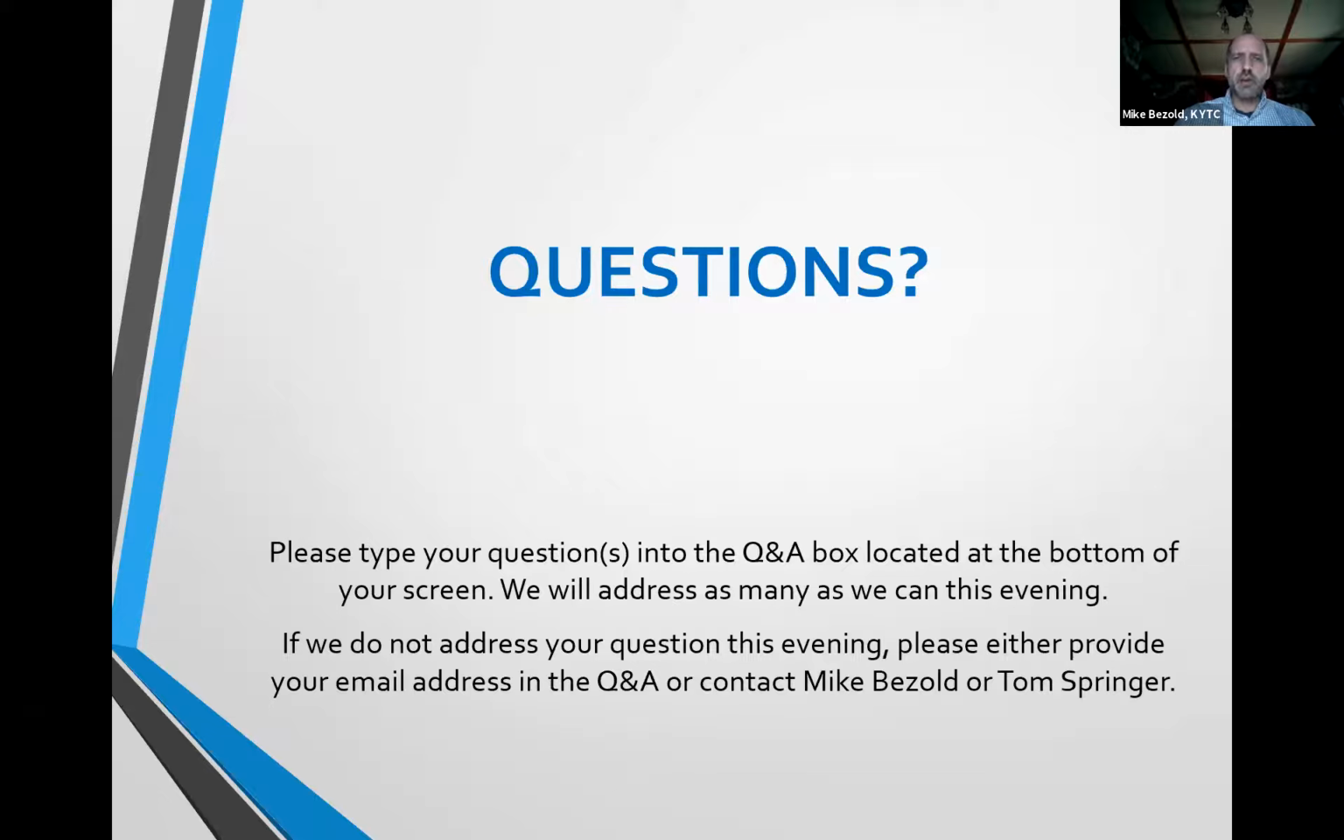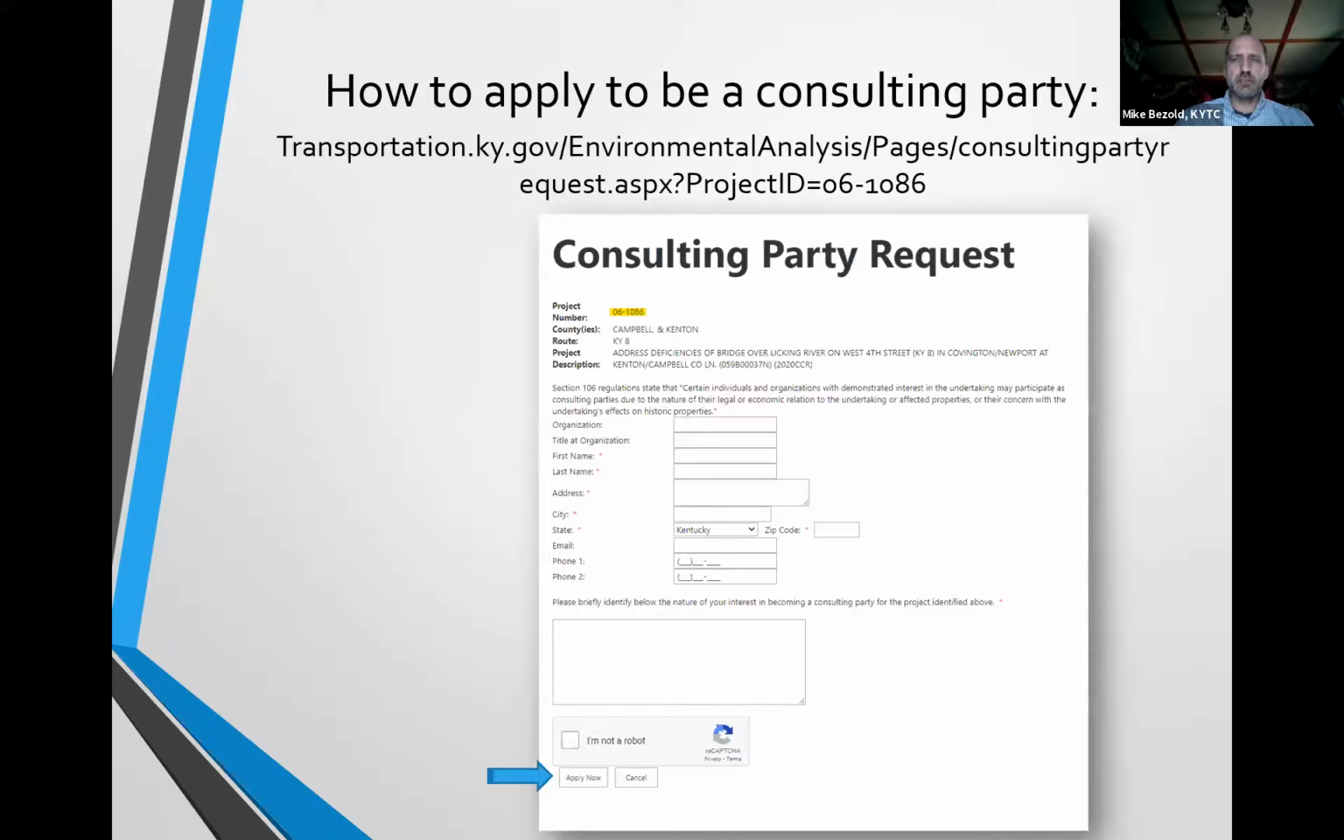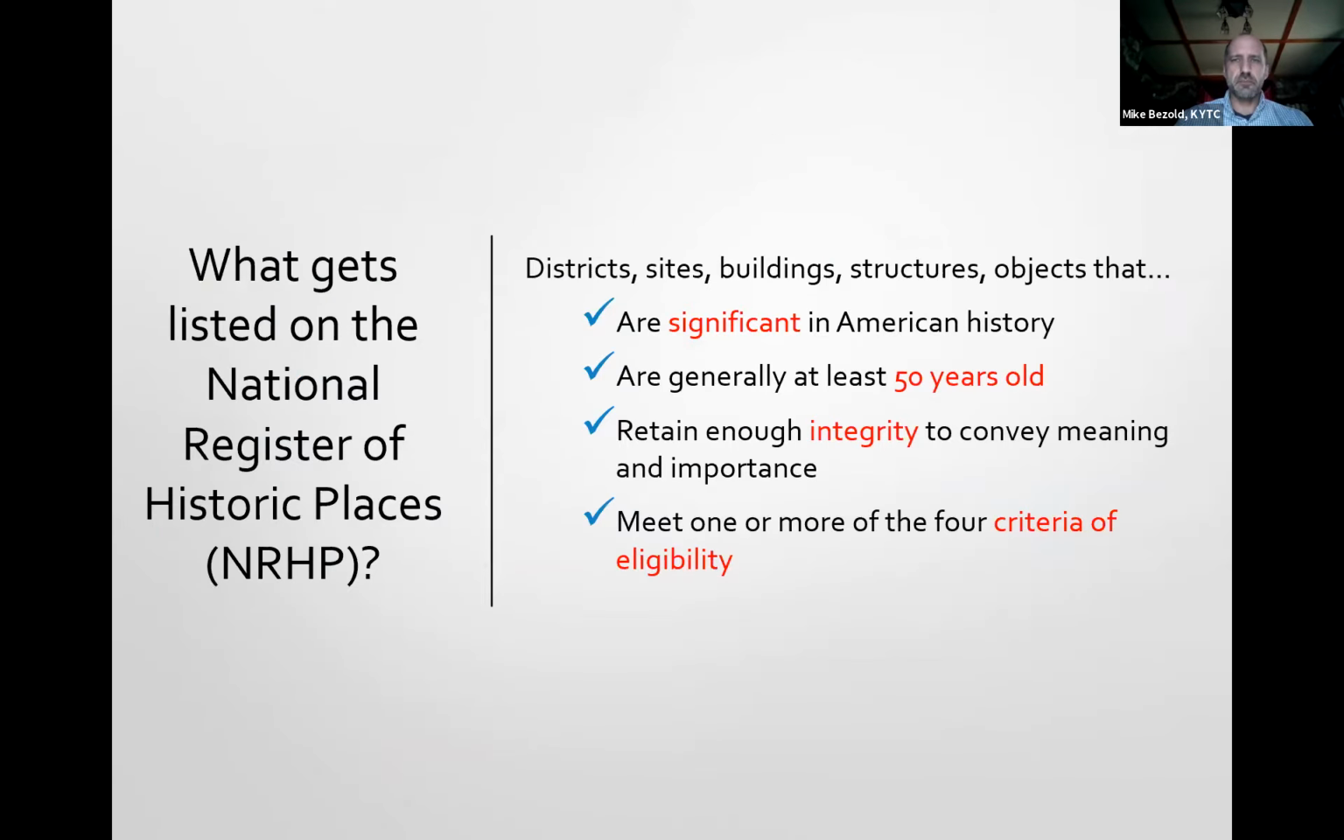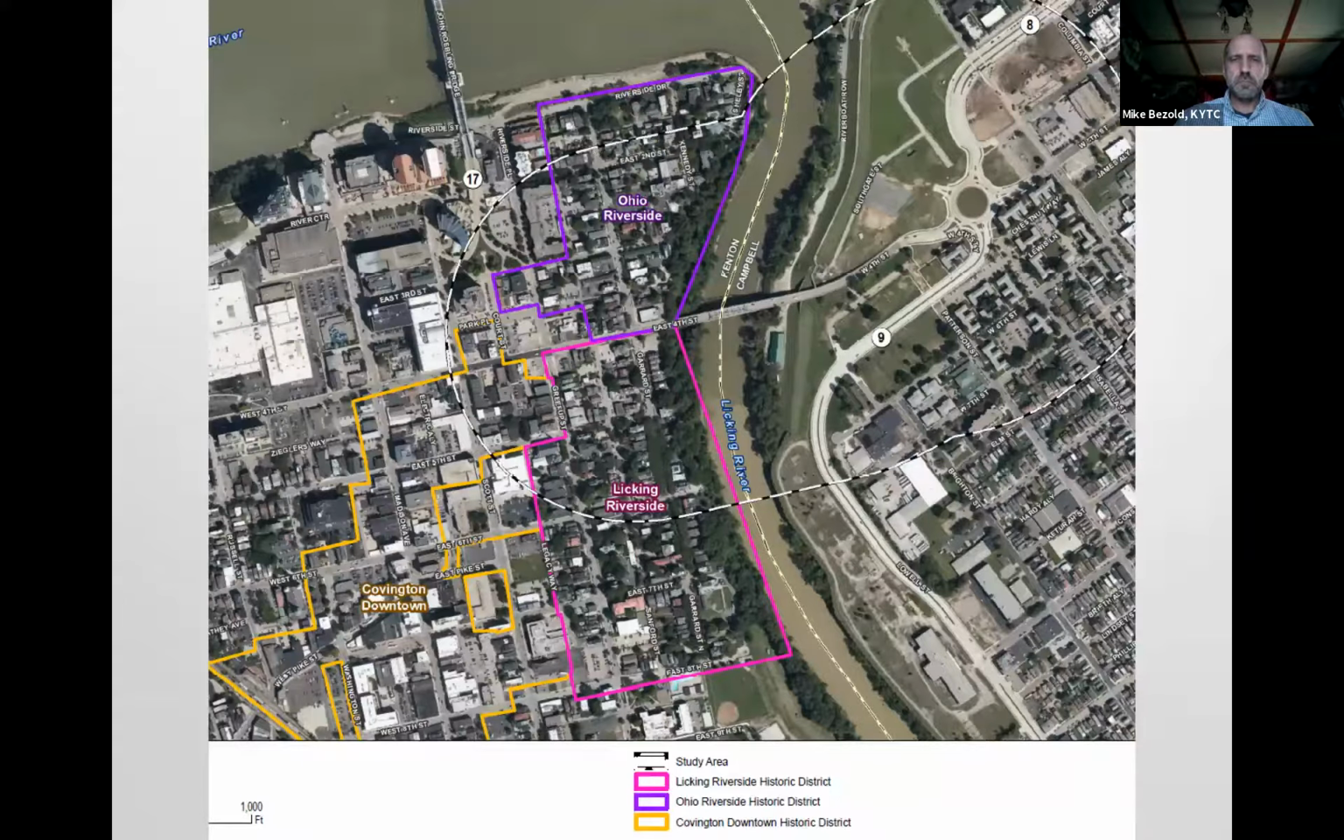The Ohio Riverside Historic District, those are the documented boundaries for that historic district. Go back to that slide, Tom. Yeah, those are the documented historic boundaries of that historic district. Same with the Licking River and the Covington downtown. You can see there are quite a few holes in the downtown one where some buildings aren't in that historic district, but those are the boundaries for that.